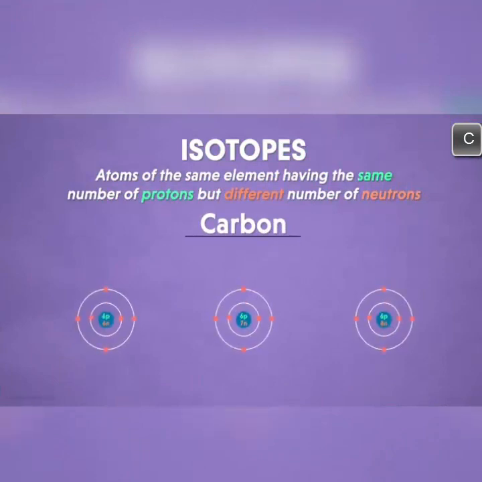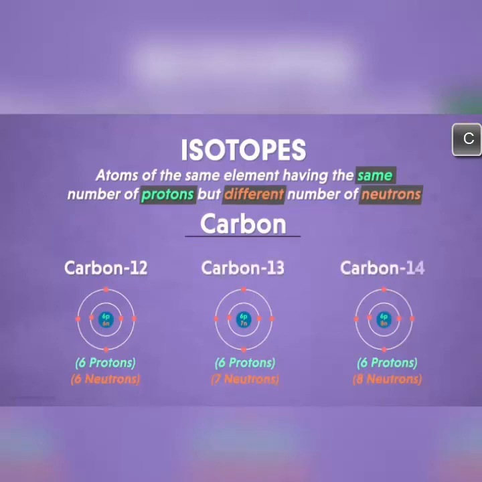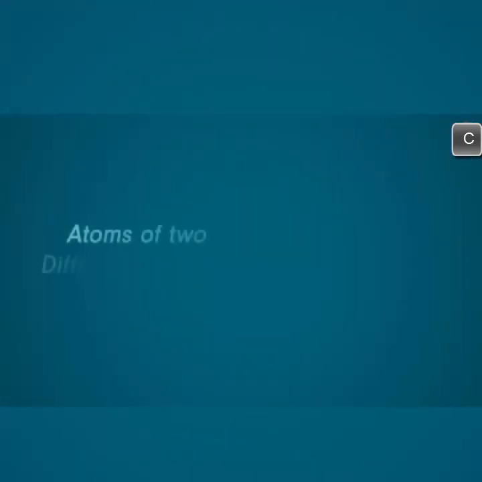For example, if we consider carbon, there are 3 different isotopes of carbon, where in all the carbons the number of protons will be 6, but the number of neutrons changes. 6 neutrons, that is said to be carbon 12. If there is presence of 7 neutrons, it is carbon 13. If there is presence of 8 neutrons, then it is said to be carbon 14.